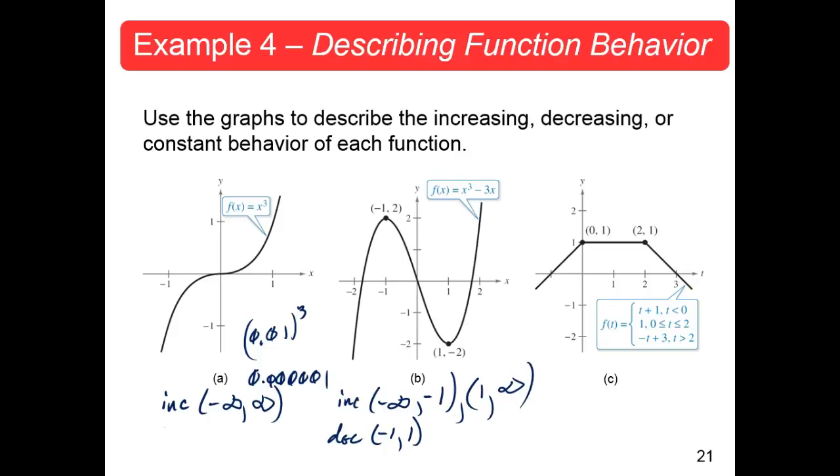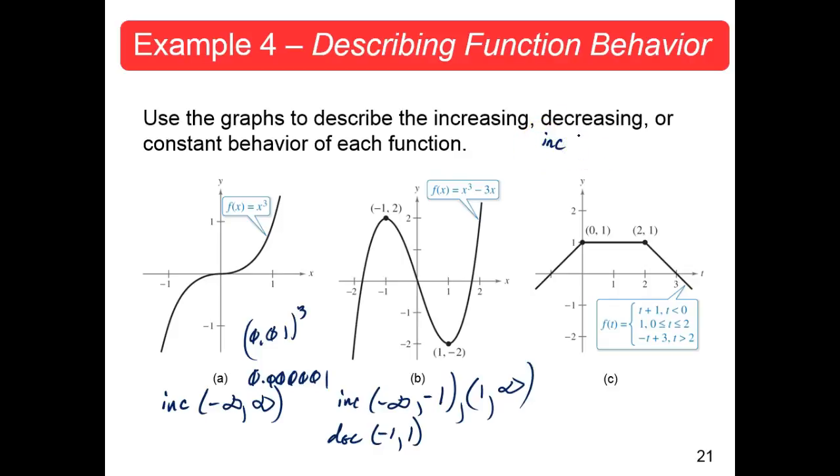You see, you're always putting in here your domain pieces, okay? And we don't have to put a bracket or anything else, just give the interval. Negative infinity to negative 1, it's increasing, and it's increasing again from 1 to positive infinity. It's decreasing between x equals negative 1 to x equals 1. See how you write that? Okay. You tell me what to write on this one.